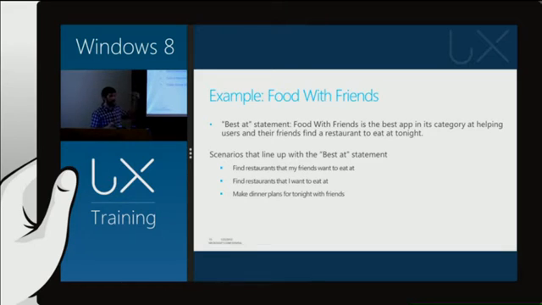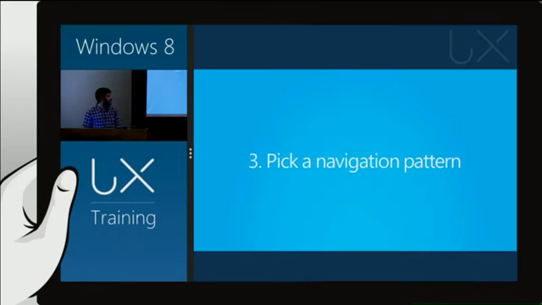If you only have one, chances are you probably haven't brainstormed enough, or you haven't really thought through all the things that would be necessary in order for your best at statement to shine. So we have that. Now we have this idea of roughly what our app is going to do, what it's going to be best at, and how it's going to deliver on that. And so the next thing to do is to figure out the core navigation in your application.